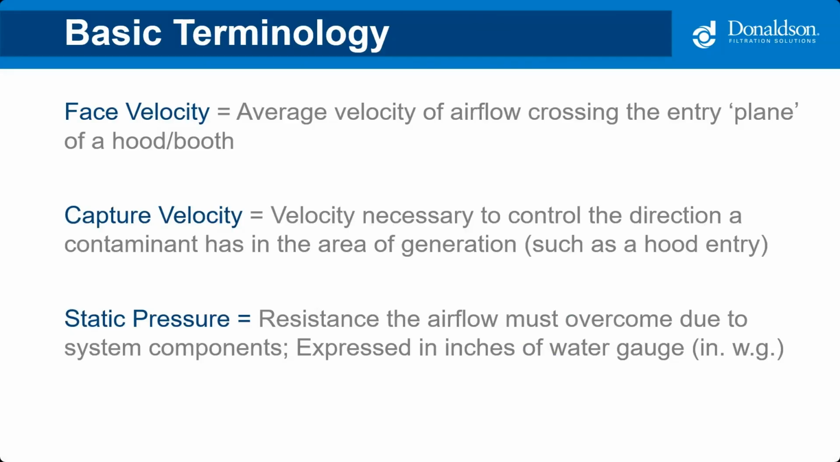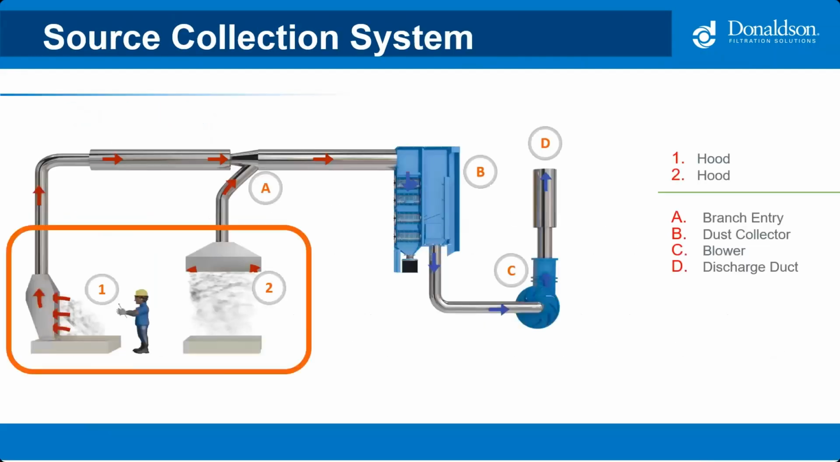A few other basic terms that we use in hood design: the face velocity, which is the speed of the air crossing the entry plane of a hood. The capture velocity, the speed of air necessary to control the direction of the contaminant at the hood entry. And then static pressure, which is the resistance to airflow that must be overcome to keep the air moving through the hood and the ducts. In Europe, you might see millipascals, but we use inches of water gauge as the standard industry term in the United States.